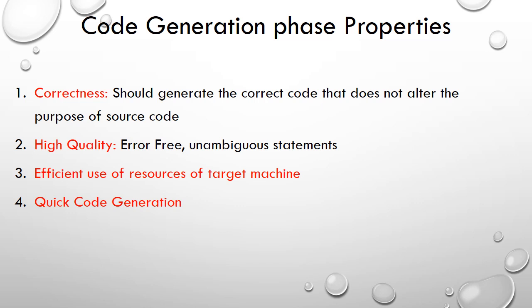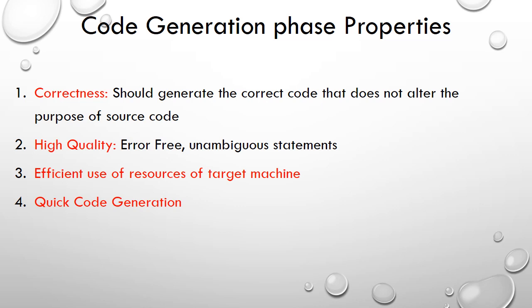High quality is the second property. High quality means it should be error free. Any assembly language code that we have generated through the code generation phase should be error free. There should be no error in that, and if at all there is any error, that should have been resolved by the syntax analyzer phase of the compiler, and there should be no ambiguous statement in the target code which is generated.